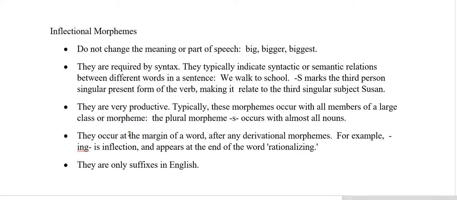Number four, they occur at the margin, at the end of the word, after any derivational morphemes. For example, the ING is inflectional and appears at the end of the word rationalizing, right? Notice, at the very end. And there are only suffixes in English for inflectional morphemes. So if you can remember these six things, you can probably identify when you're looking at an inflectional morpheme. You know that they are inflectional if it fits these six characteristics.